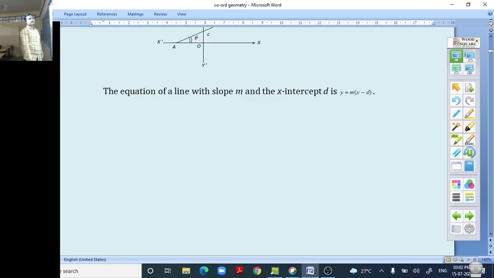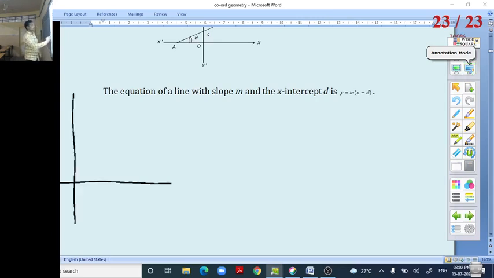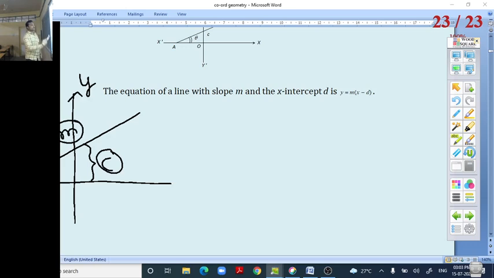Next one. First we studied that whenever the y-intercept is given, with the slope m and the y-intercept c, the equation of the line is y equals mx plus c.